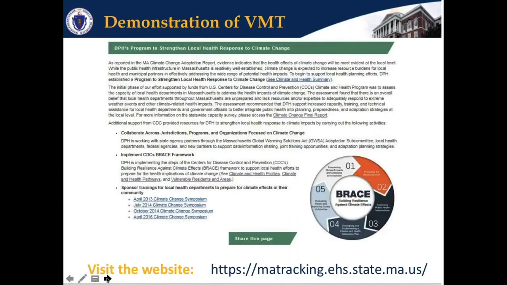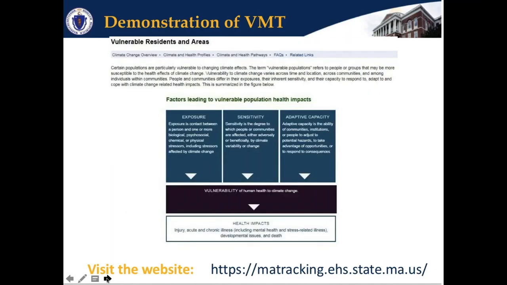This is just an example. We have web pages that provide background information on what I discussed previously, but here is our focus on our particular program and the BRACE framework and the work that we're doing to essentially implement each of those steps. We also have our vulnerability web page, and here we are focused on looking at those areas of exposure, sensitivity, and adaptive capacity, and how those together define vulnerability of human health to climate change.